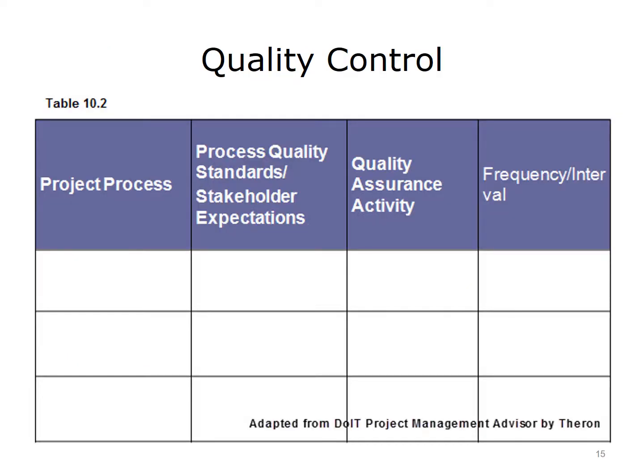A grid like the one illustrated on this slide can be used to identify the project processes and outputs that will undergo quality testing, the quality and organizational requirements and how adherence to them will be assessed, the tools and methods used to assess quality, and how frequently the quality assurance processes will be implemented. This kind of grid is generally the meat of the project quality control section of the project management plan.